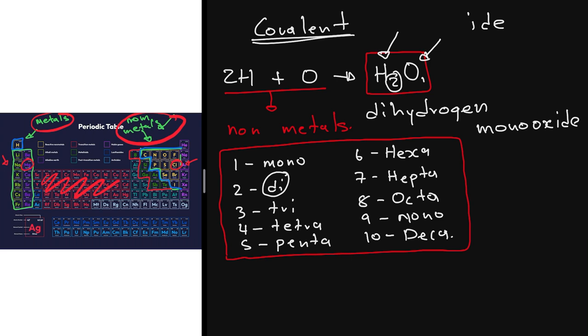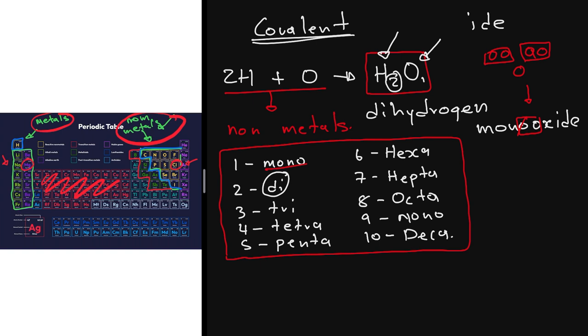Do you see now, if we put the prefix mono and the ending of oxide, what is going to happen is that we have two O's. So it is kind of hard to actually pronounce this. So if we have two O's in between, we just write them as one O. So instead of writing monooxide, we just write monoxide. This is dihydrogen monoxide.